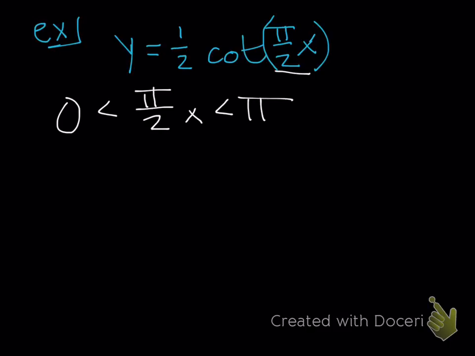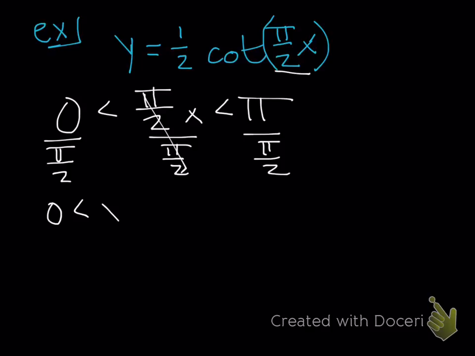So to get x by itself, I need to divide everything by pi over 2. So I'm going to divide all my sides by pi over 2. So that's going to cancel. 0 divided by anything is 0. Here I have a fraction divided by a fraction, so the way I handle this is I have pi, and I multiply by my reciprocal of 2 over pi. So the pi's cancel, and I'm left with 2.